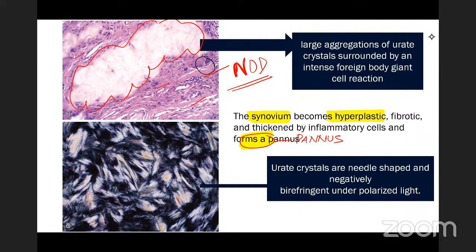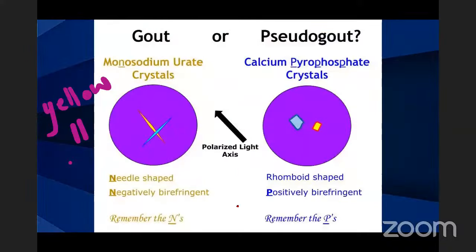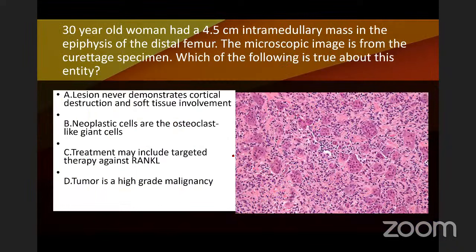And gout is always needle-shaped crystals. Always remember. So please remember, needle-shaped crystals when you are seeing, this is very typical gout. Whereas rhomboid crystals when you are seeing, it is always pseudogout. Now let's come to the bone pathology.